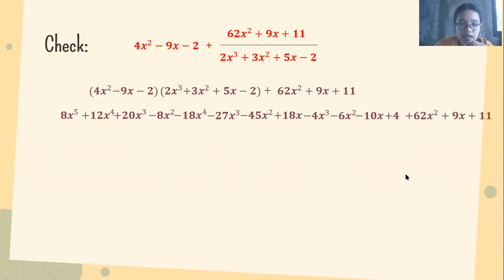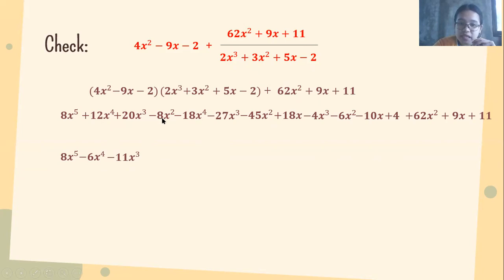Then let's combine the like terms. We have 8x raised to 5, 12x raised to 4 plus negative 18x raised to 4. We have negative 6x raised to 4. 20x cubed plus negative 27x cubed, we have negative 7x cubed plus negative 4x cubed. We have negative 11x cubed.